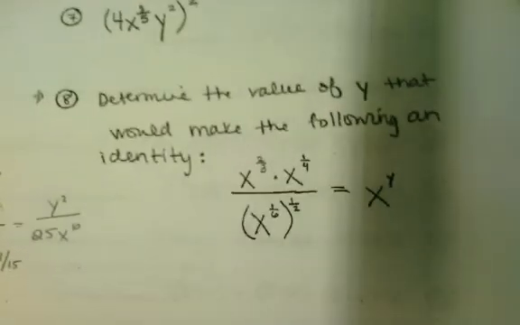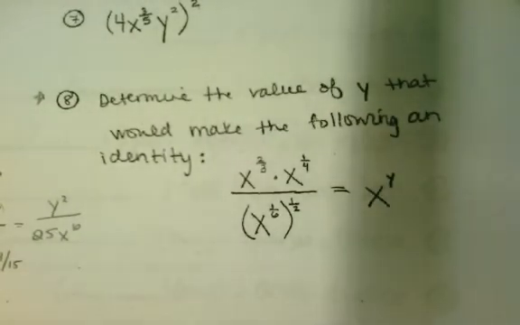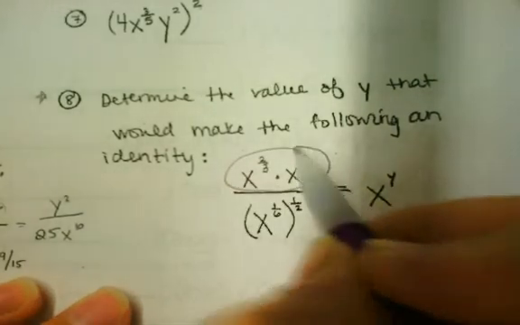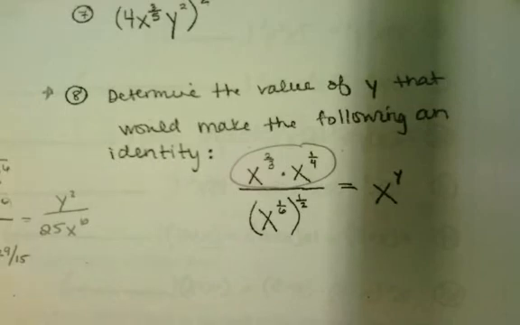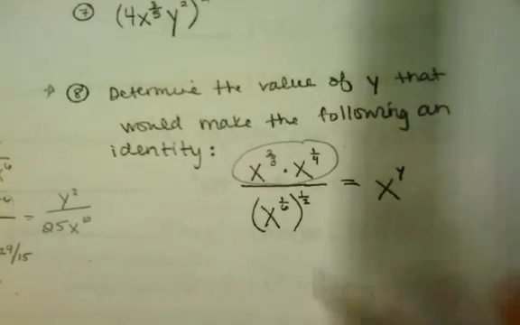Good, good. All right. 8 is like an identity, but with exponential properties. So determine the value of y that would make this an identity. So simplify the left. Anytime you see identity, simplify the left, simplify the right. So up top here, I'm going to simplify, and I have to add 2/3 plus 1/4. I'm just doing that on my calculator on the side here. Math, frac, and I get 11/12.